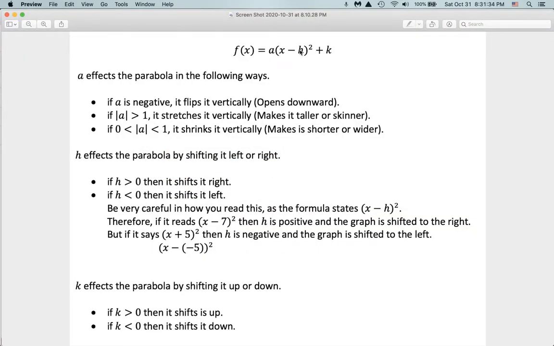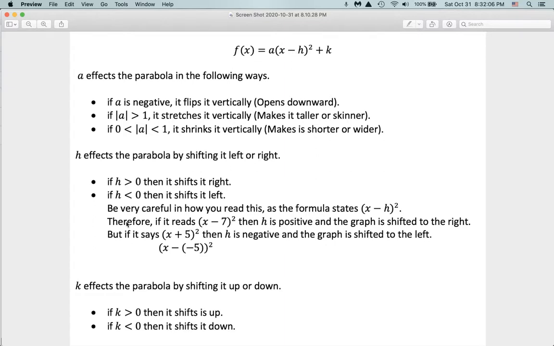Now let's talk about the h. I like to talk about the h next. Now be very careful here. The formula is written as x minus h squared. So when I come down here and say, if h is greater than 0, then it shifts it to the right. That's true as long as there's a minus sign there. So it will seem backwards when we go look at it. If h is less than 0, then it shifts it left. But again, less than 0 means this is a negative number and I'm minusing a negative.